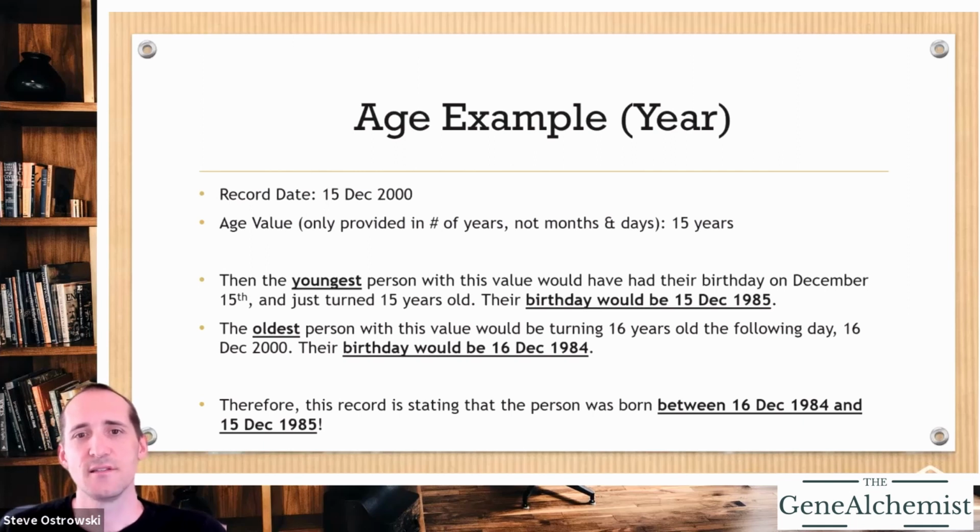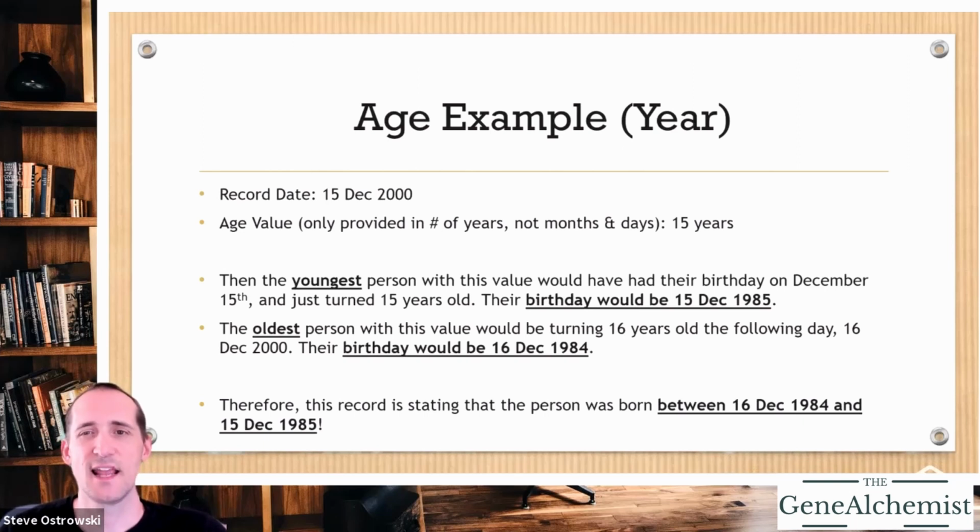The oldest the person would be is that they are turning 16 years old the next day, or the 16th of December, 2000. And if that were the case, if they were going to be 16 on the 16th of December 2000, then their birthday would be the 16th of December 1984. So if we put those two together, the oldest to the youngest, the record is really stating that the person was born between the 16th of December 1984 and the 15th December 1985. That's what the record is actually stating.